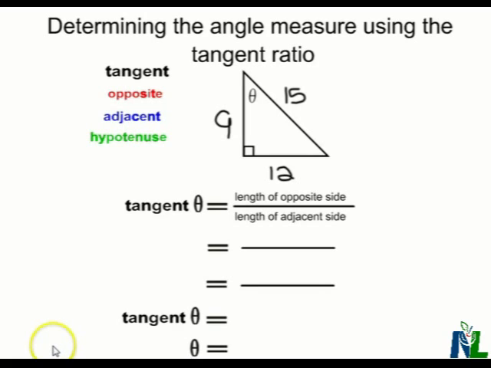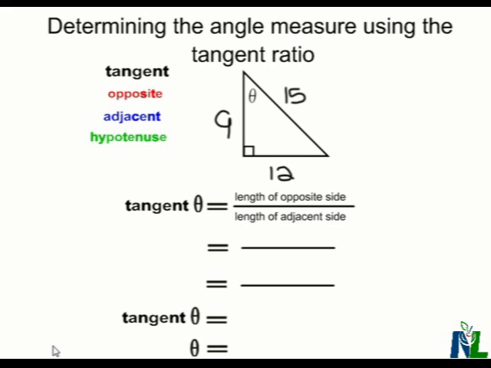So in this case, what we're going to do is determine the angle measure using the tangent ratio. We have a triangle right here that's a 9, 12, and 15 triangle. So we're going to determine the angle theta.